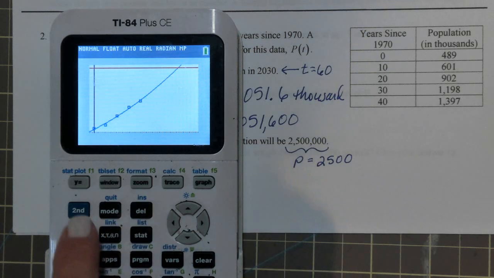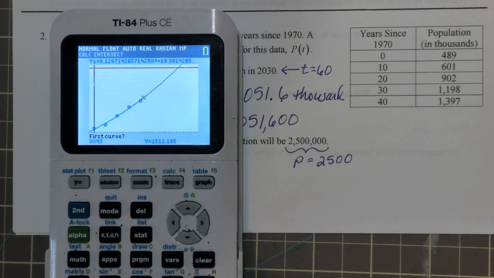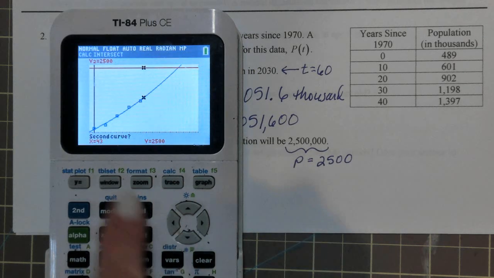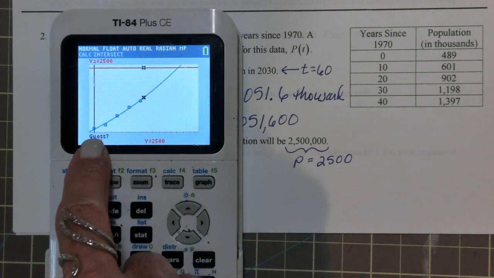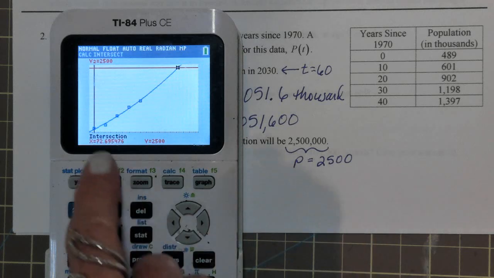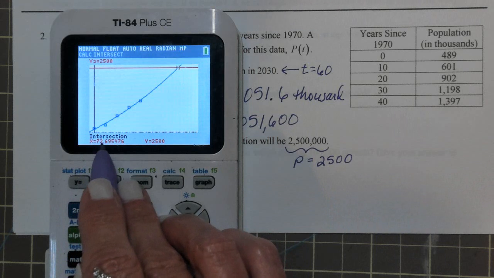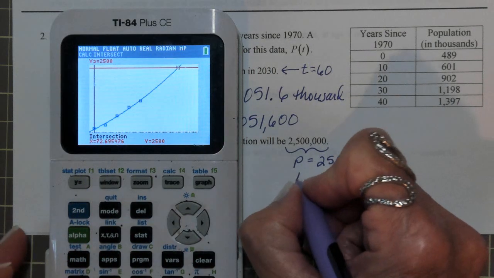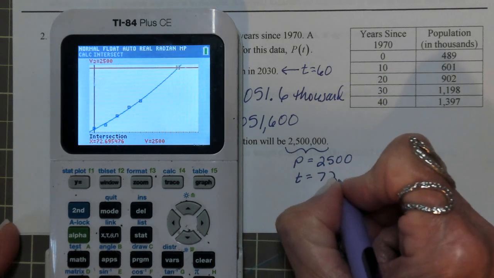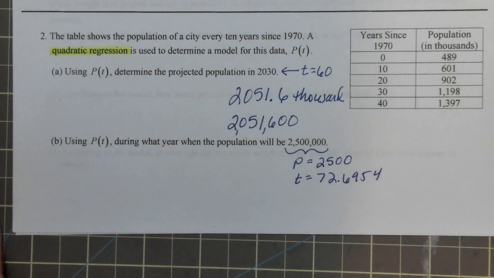Okay. So now second calc, 5 for intersect, enter. It's asking for the second curve, enter. It's asking for a guess, enter. The year will be 72.695 years. Let me write that down. T is equal to 72.6954. That's how many years after 1970.